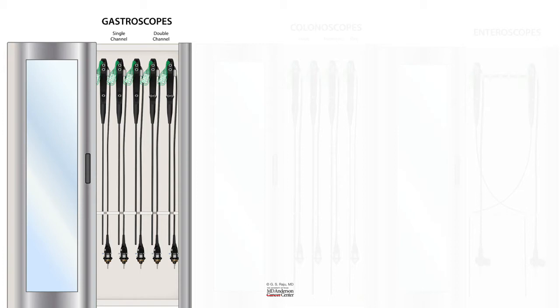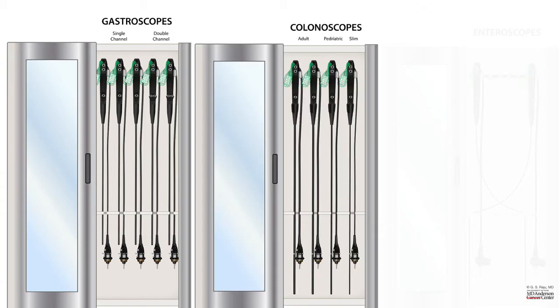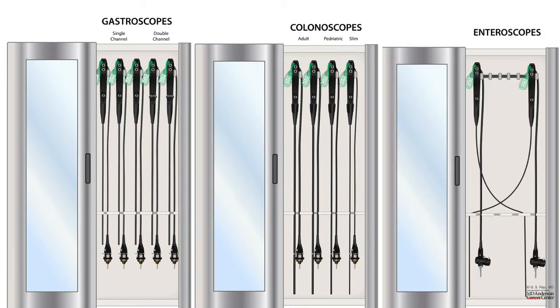And then we will look at the cabinet for colonoscopes. As you can see, the colonoscopes are much longer and a little bit thicker than the gastroscopes. And then enteroscopes. Compared to the other scopes, they are very long and also very, very thin.